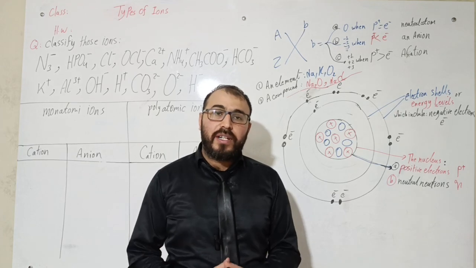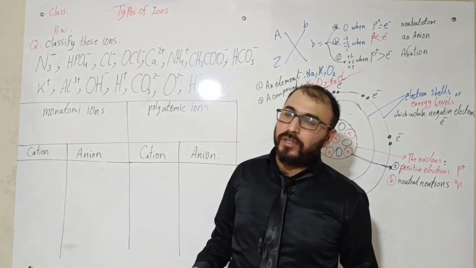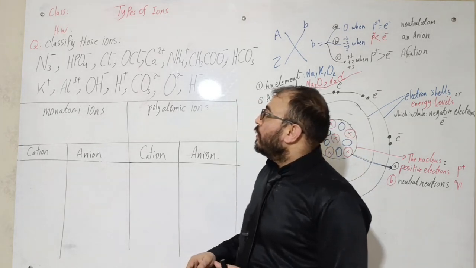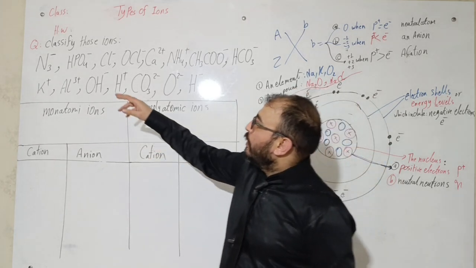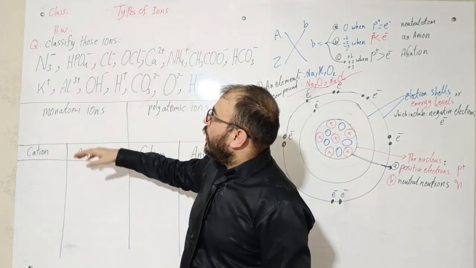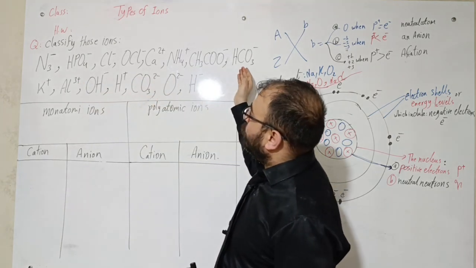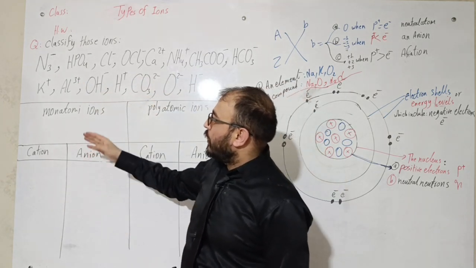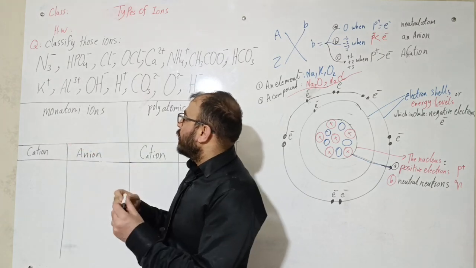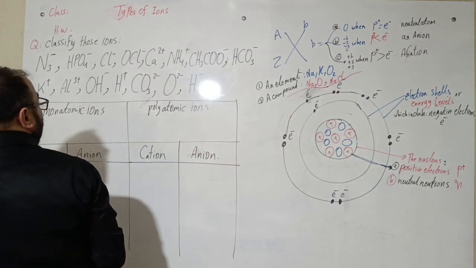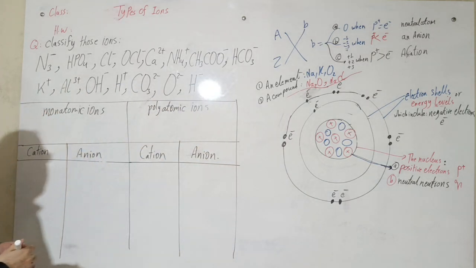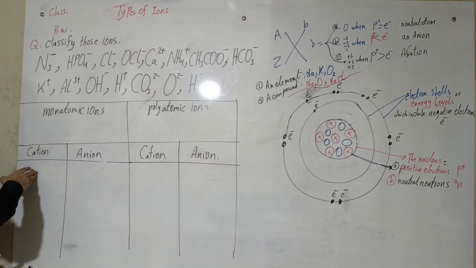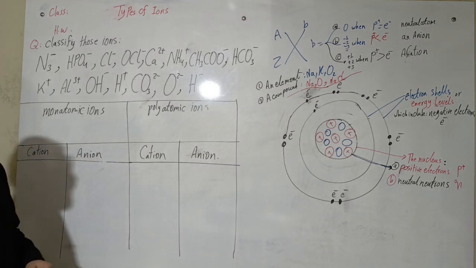Now, my friends, before I say goodbye to you, allow me to introduce my homework for you for the next class. Classify those ions. As you see here, you have a group of ions, and you are going to be asked to classify them into monoatomic ions and polyatomic ions. Then, under this classification, you need to classify them into cations and anions.